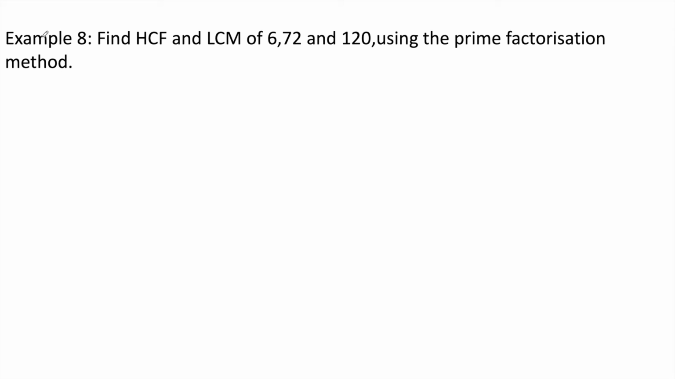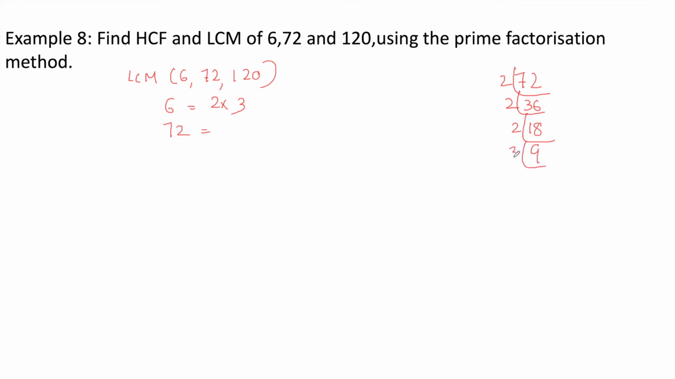Example 8. Find HCF and LCM of 672 and 120 using the prime factorization method. First, we will find the prime factors of 672 and 120. 672 is 2 into 3 into 7 into 2. Use the ladder method to find the prime factors. So it is 2 cube into 3 square. Then 120.